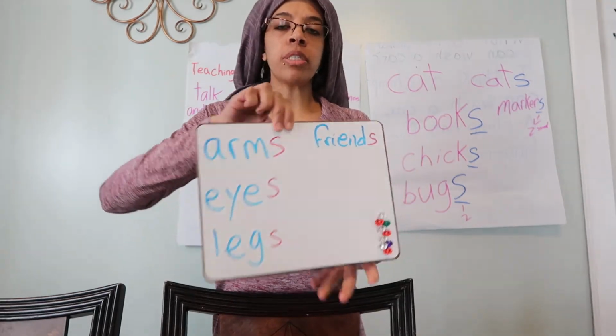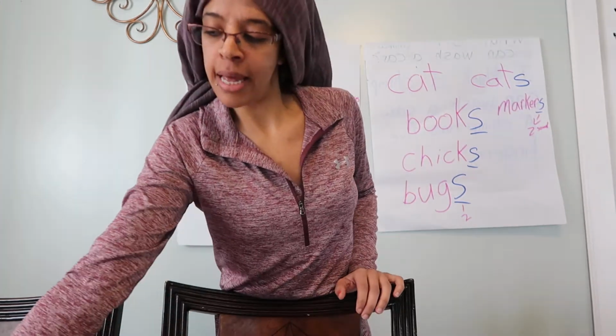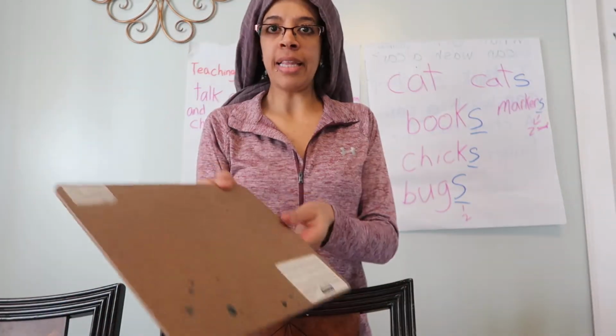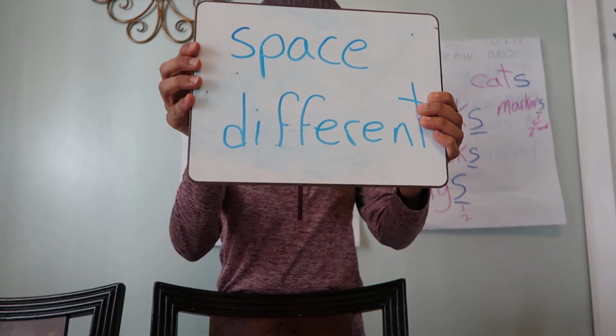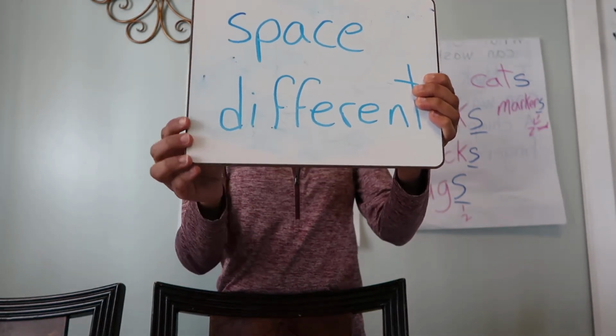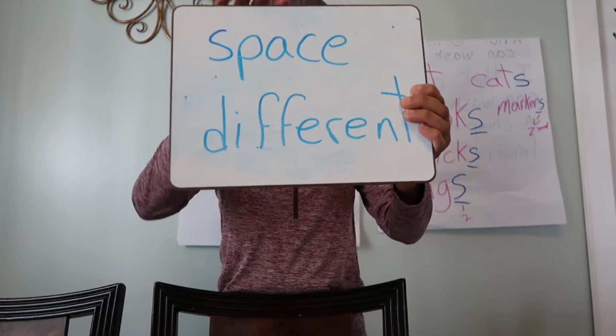Two other words that we'll see in the story that don't have S at the end are space and different. Space and different.